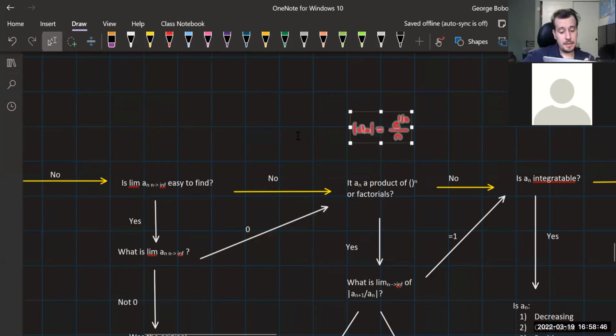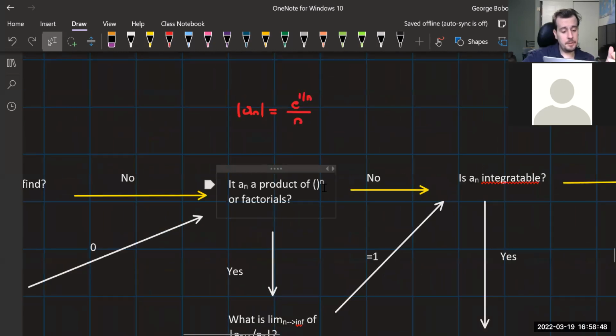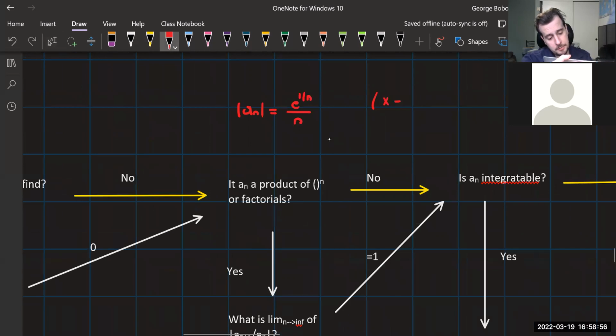So I'm here now. Is it a product of powers of n or factorials? So do you see stuff like this? Hold on, let me do this. You see stuff like this? No. Okay.